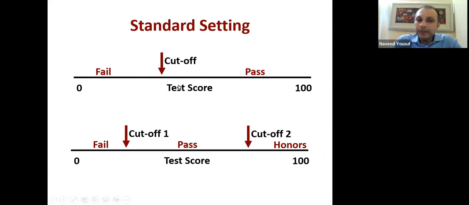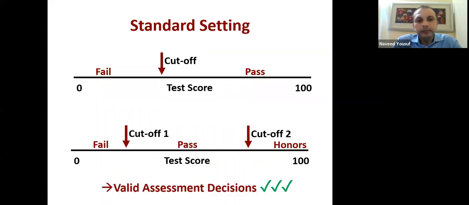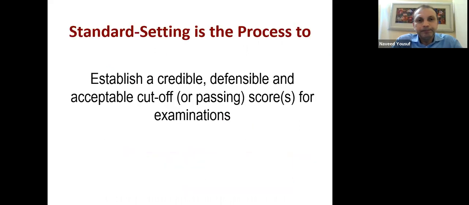Or if you have multiple cutoffs, for example, you not only want to differentiate your students between pass and fail, you also want to have a cutoff for honors, gold medals, scholarships, and so on. How are you going to define these thresholds or cutoffs, to ensure right till the end that we are making valid assessment decisions?